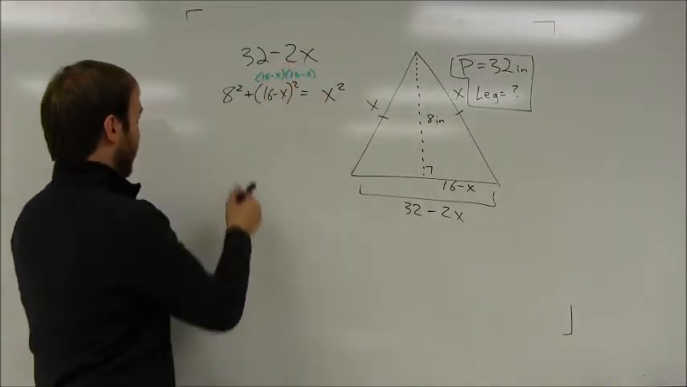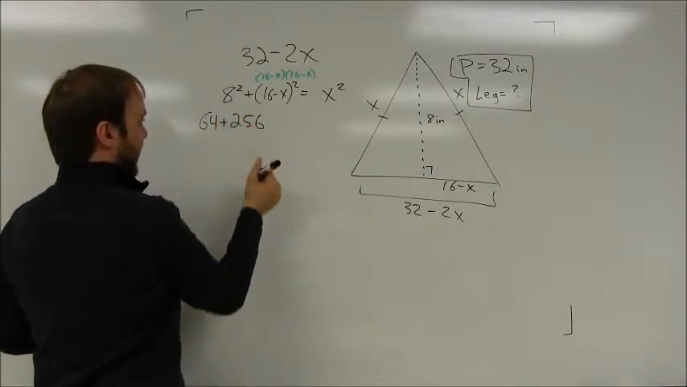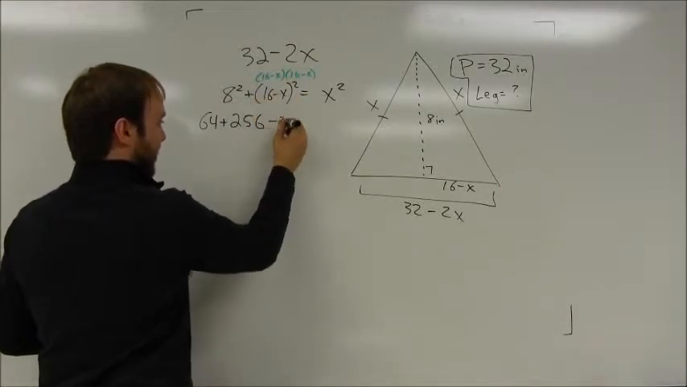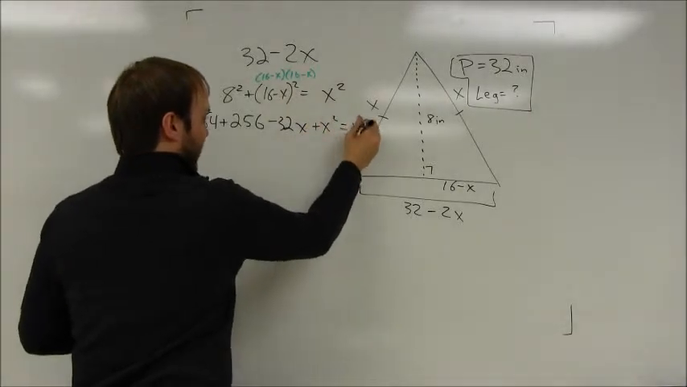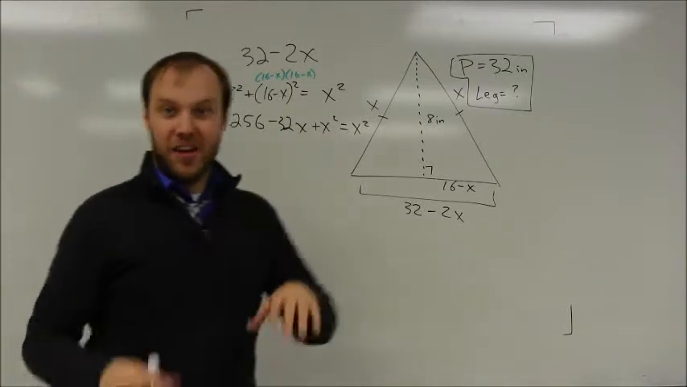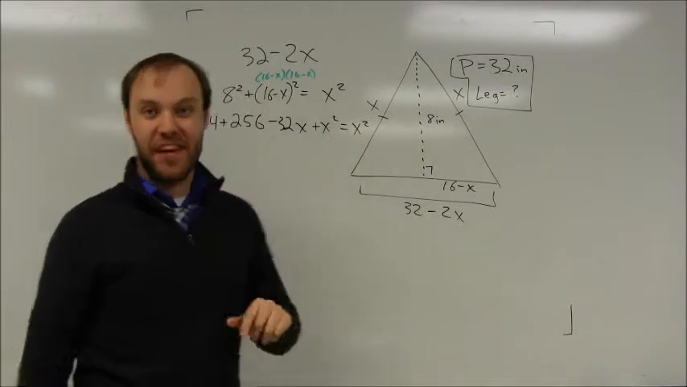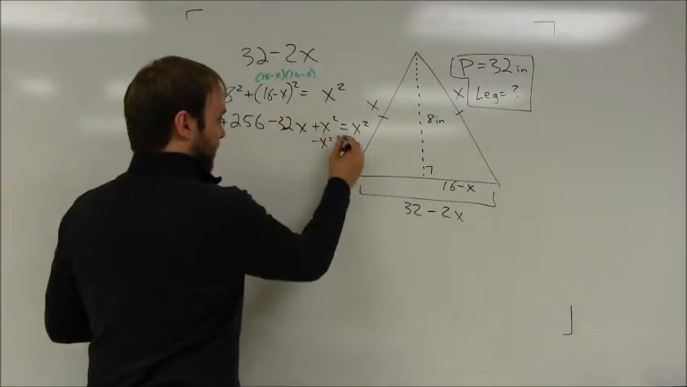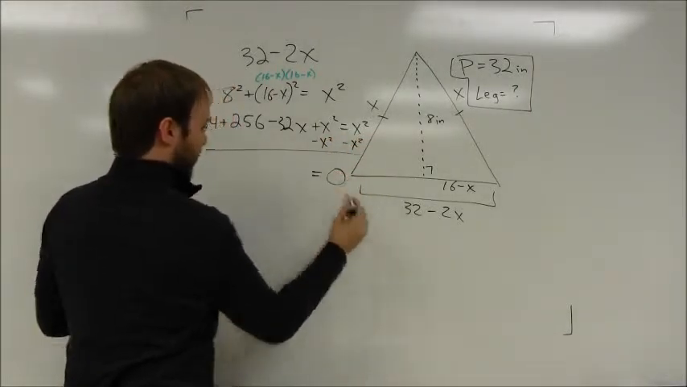16 times 16 is 256, so this is going to be 64 plus 256. I'll get a minus 16x minus another 16x is minus 32x, plus an x squared is equal to x squared. I'm kind of cramming that in a little bit, but you can see there. Something fantastic happens. I have an x squared on this side of the equation, and an x squared on the other side of the equation. So I can subtract x squared from both sides, and the x squareds cancel.